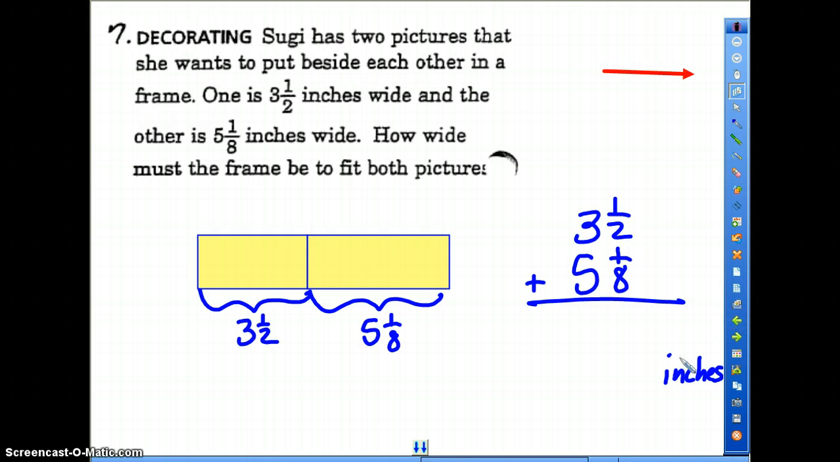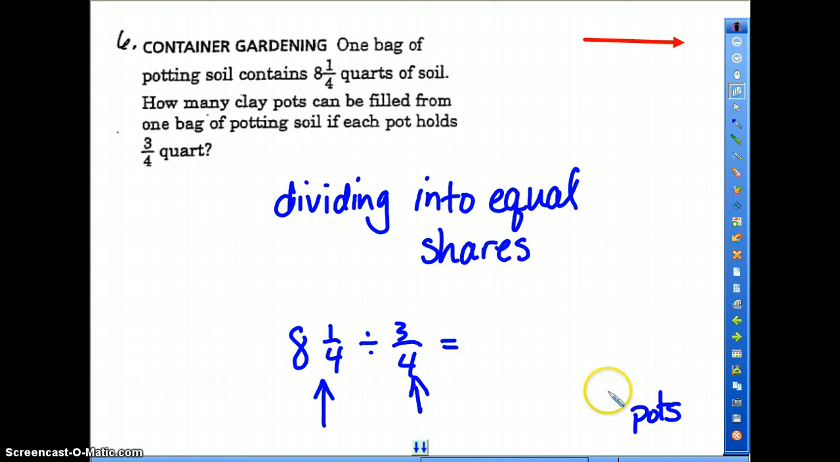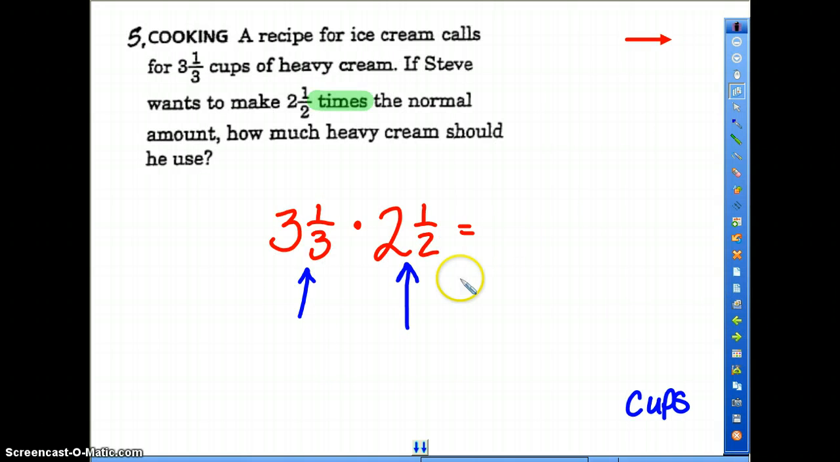Let's go back. Your units here is going to be in inches. Let's go back. Don't forget your units. Your units here is going to be pots. How many pots will it fill? Let's go back. Units here is going to be what? Cups. Yeah. Good luck with this, guys.